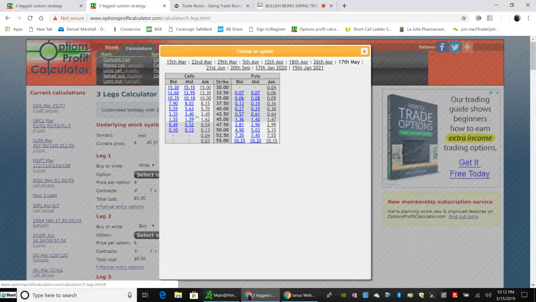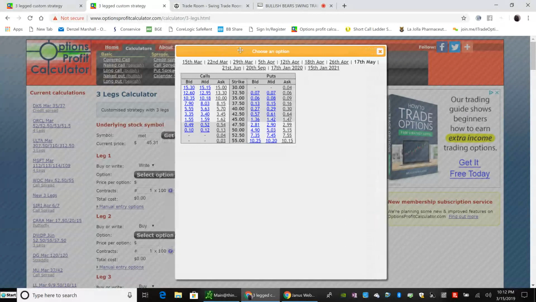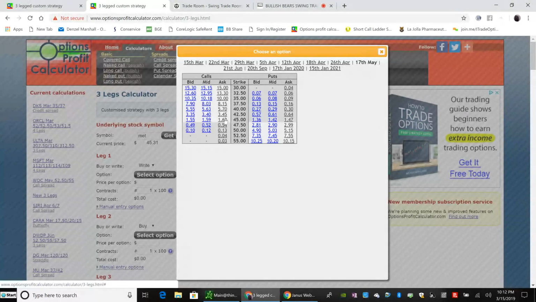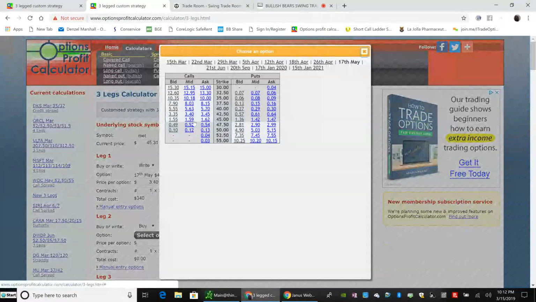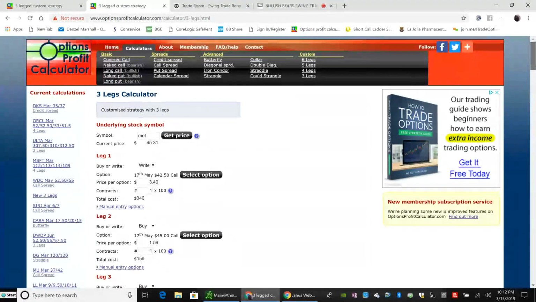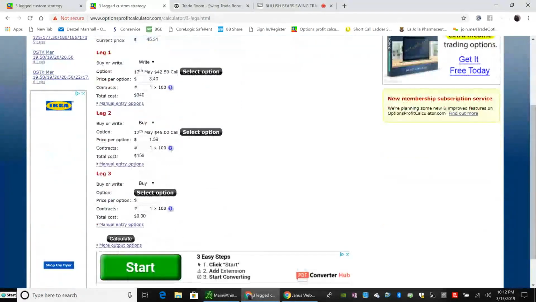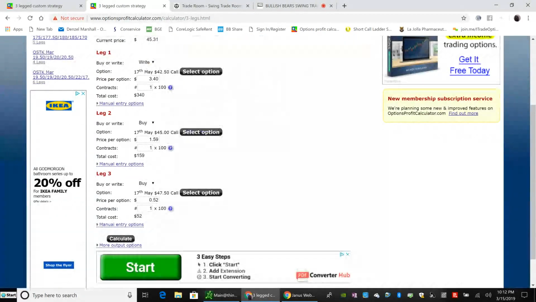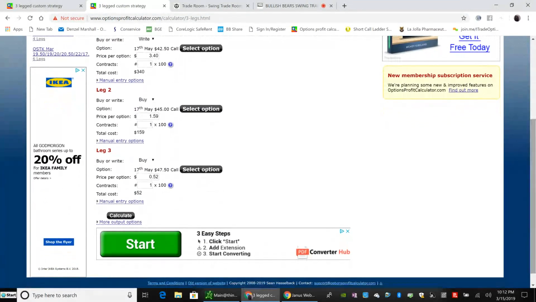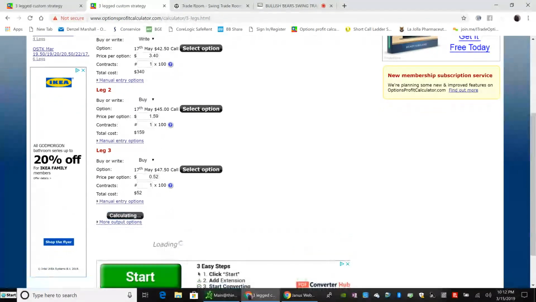So we're going to buy one in the money call, and we're going to sell one at the money call and one out of the money. So for the purposes of this example, I'll just say that $45 is the at the money position. So we're going to sell the 42.50 call here. We will buy the 45 call here, and then we will buy another out of the money call. We'll make that the 47.50 here, all expiring the same month. Okay, once you have that set up, you click on the calculate button.